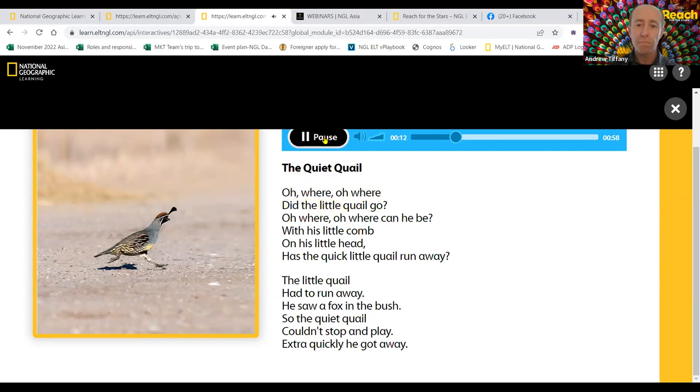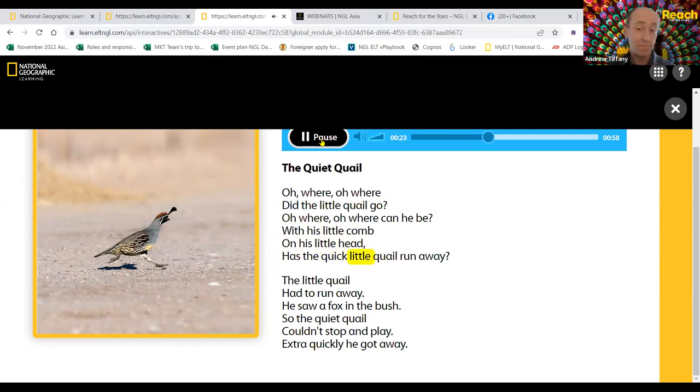Where did the little quail go? Oh, what's next? Go. Very good. Wow. Okay, let's see if we can keep going here. Go. Oh, where can he be with his... With his little, very good, comb. Well done. Yeah, the comb is this little black thing on his head. Little comb on his little head.